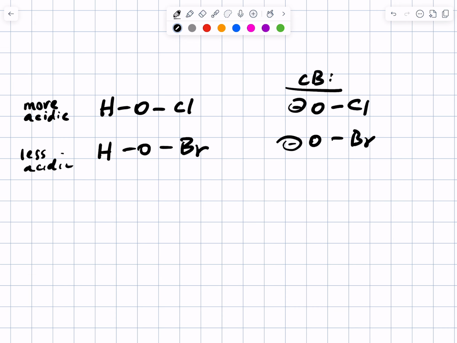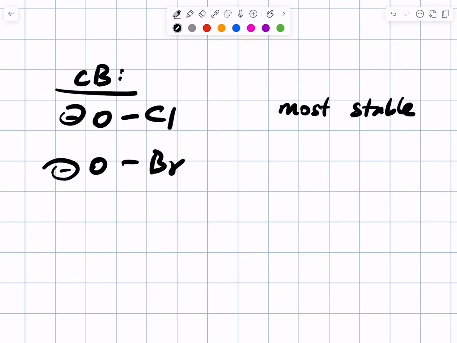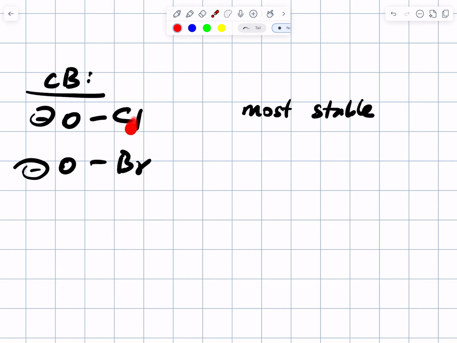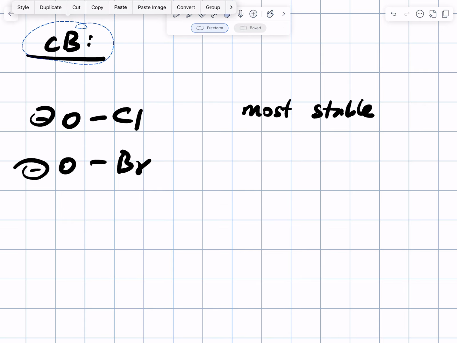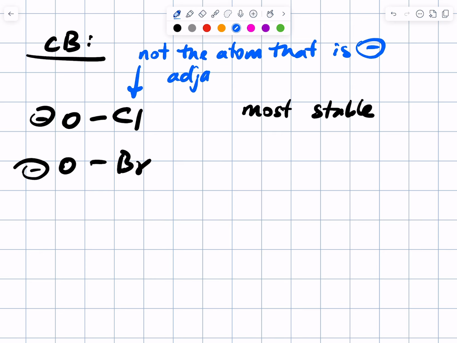So now let's look at their conjugate bases and try to figure out the more acidic one must have the most stable conjugate base. Let's figure out how the difference in the adjacent atom affects the stability of the conjugate base. Now notice the difference here is not in the atom that bears the negative charge. It's in an adjacent atom.